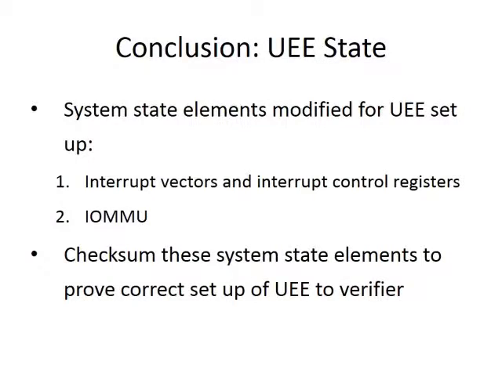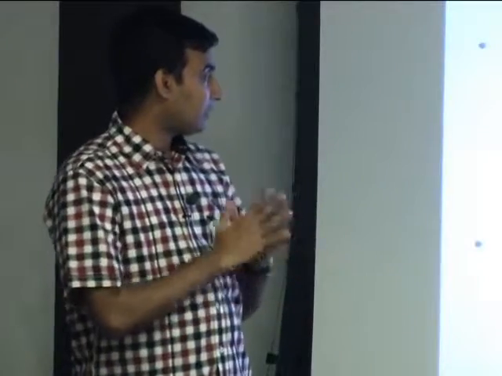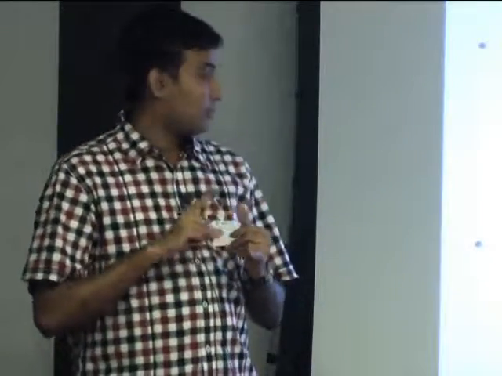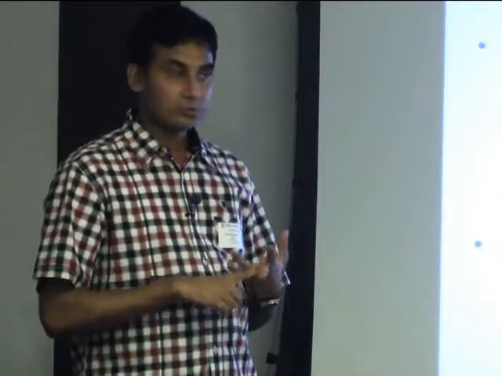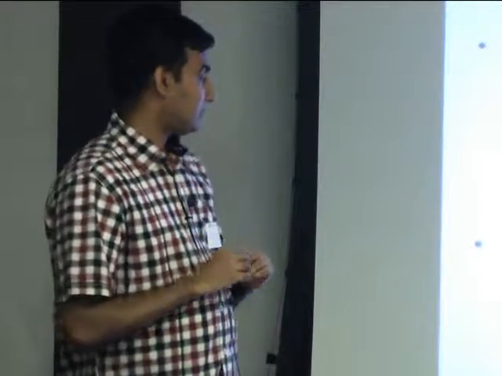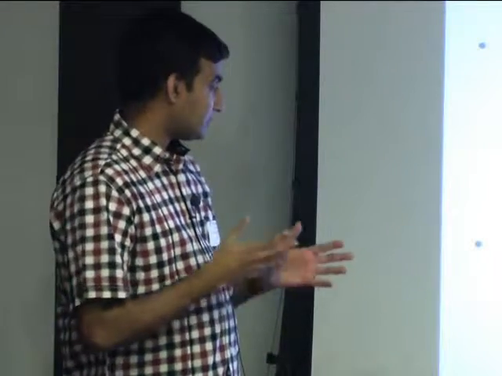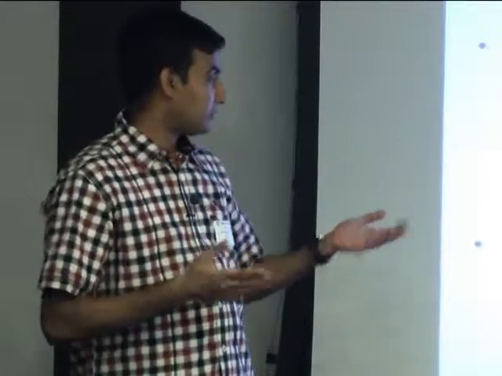So in conclusion, what is the UEE state? To set up a UEE, all we have to do is, first of all, modify the interrupt vectors and/or the interrupt control registers, and set up IOMMU state to prevent DMA to a region of memory. Right? So really, going back to the design of our system, all you have to do is checksum these two elements, or this set of elements, to make sure that the UEE is correctly set up. And if the verifier verifies the checksum, it knows that the UEE is in fact correct.